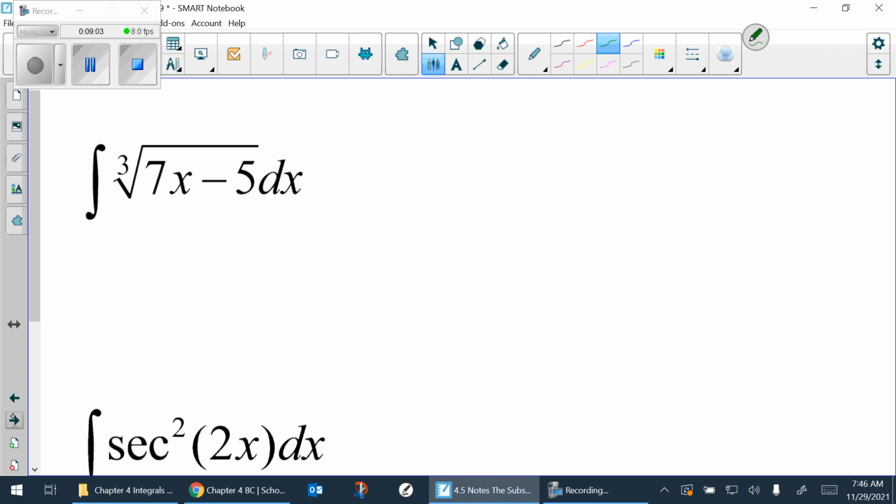All right, now we've got an interesting one because this does not appear to be the product of two different things, when in fact it is. We've got a cube root of 7x minus 5. You can think of that as times dx.